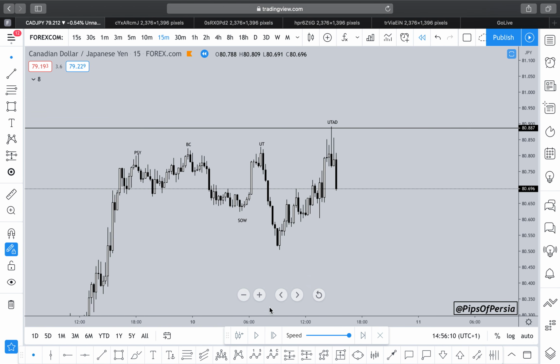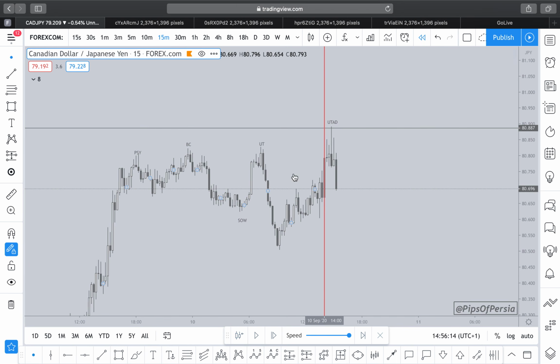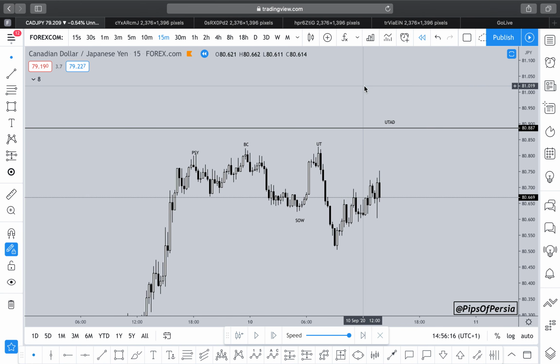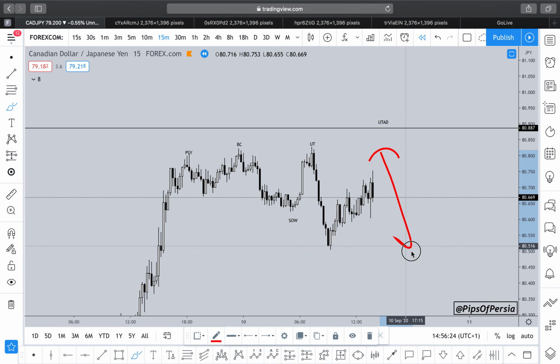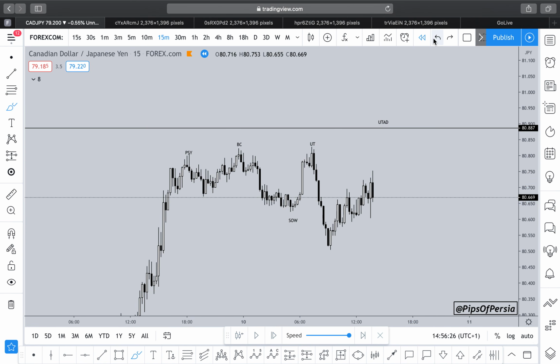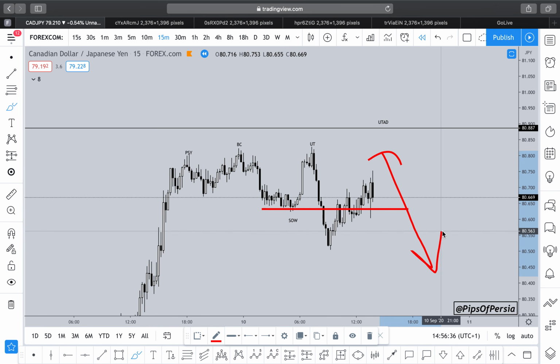Now, before I go any further, some of you may be thinking, hang on a second, how come this wasn't looked at as a distribution schematic number 2? Where instead of getting that final UTAD, the market creates a last point of supply over there and drops. So some of you might have been thinking, okay, preliminary supply, buying climax, sign of weakness, upthrust, and a break of structure to the downside. Therefore, this could be our last point of supply before this market drops.